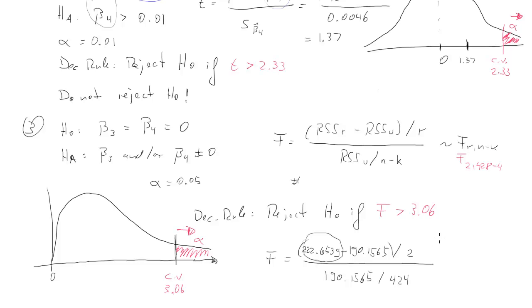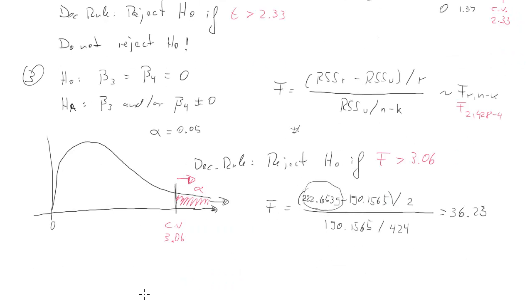Now we need to calculate what F is, and it is approximately 36.23. That is clearly way over here in the tail, and therefore we reject H0, as F is larger than 3.06. So the null hypothesis that education and experience are irrelevant is clearly rejected.